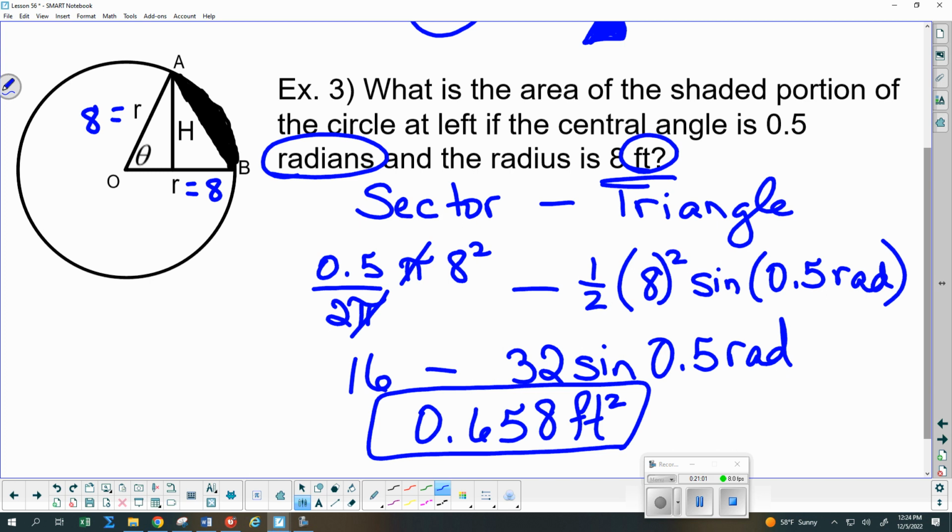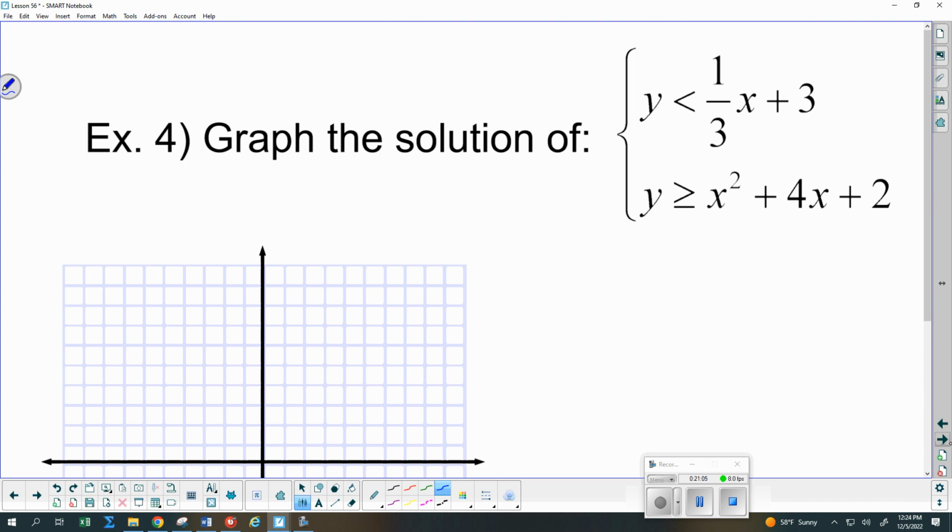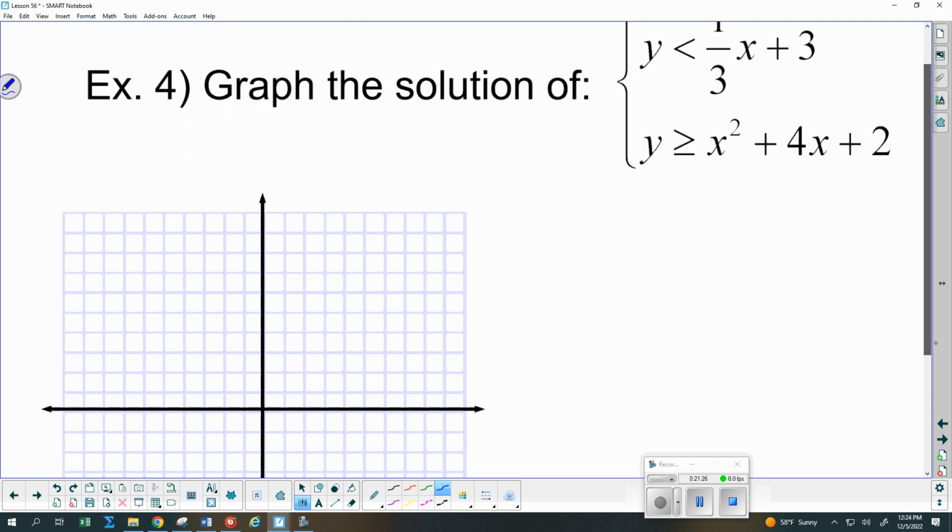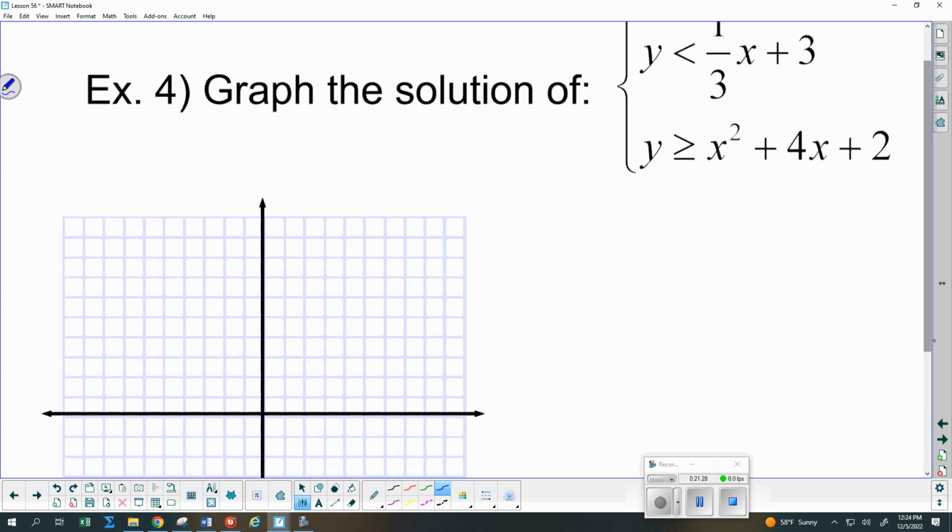All right, then our final topic is reviewing systems of inequalities. And first we think about what kind of shapes would these be if these were equal signs instead of less thans, greater thans, or whatever we happen to have. The top one, if that was y equals a third x plus 3, everybody shout out what kind of graph is that? That one's a line, dotted or solid? Dotted. So 1/3 x plus 3.